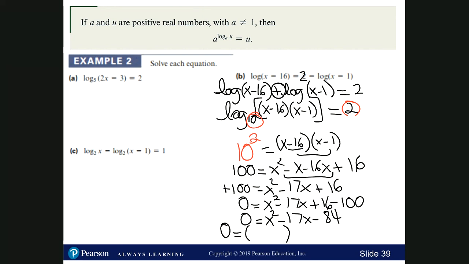And that will be x plus a certain number and x minus a certain number, because the sign is negative. Factors of 84, we could have 1 and negative 84. I know the number with the larger absolute value will carry a negative sign because we need negative 17 when we add the numbers. We could also have positive 2 and negative 42. We could have positive 3 and negative 28. We could have positive 4 and negative 21.